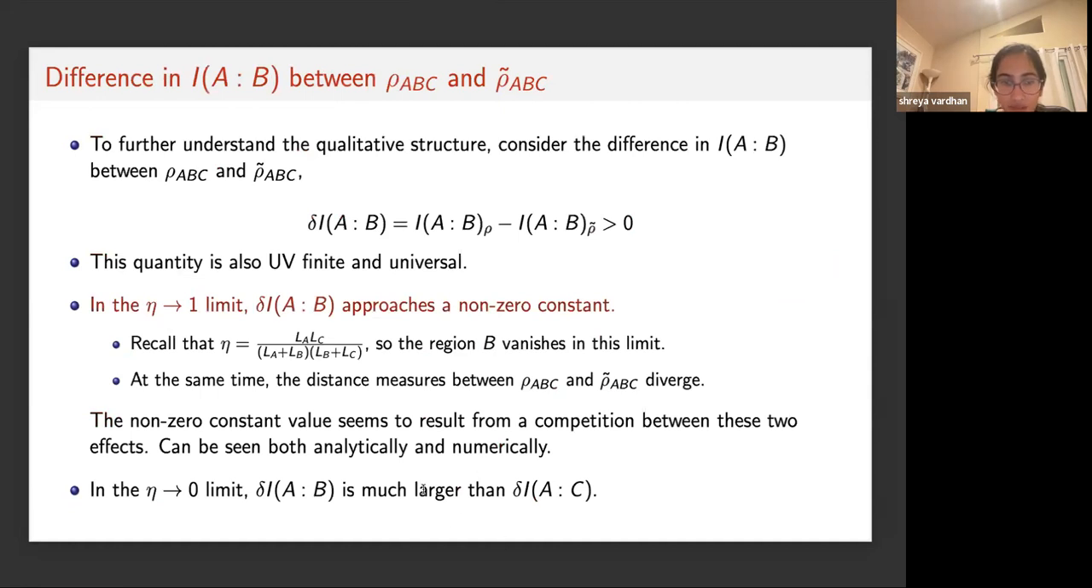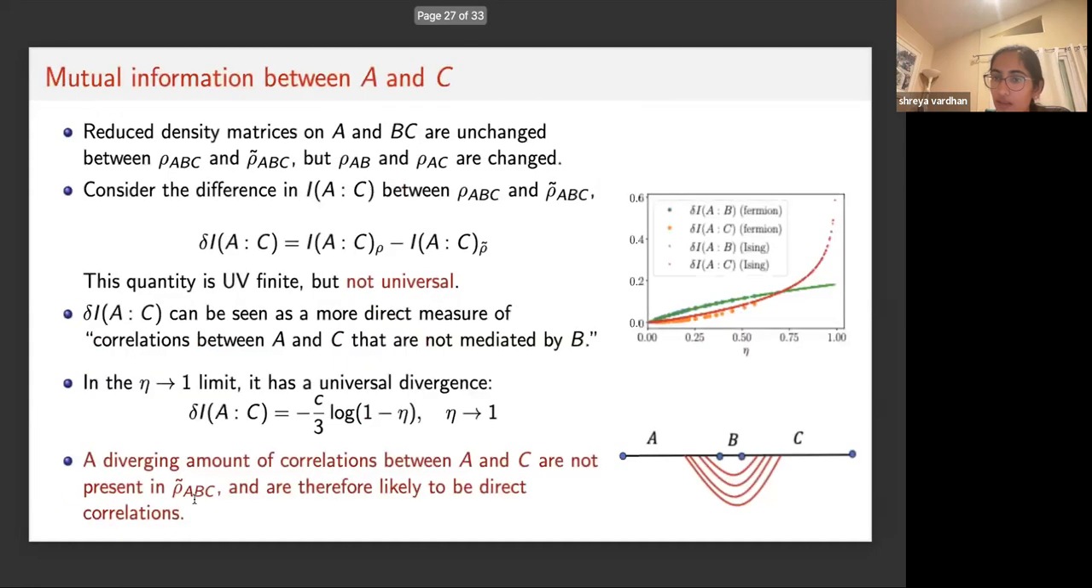Yeah, and you can also look at the opposite limit, where one interesting feature is that the distance between the two states, rho and rho tilde, in this limit is dominated mostly by the correlations between A and B rather than the correlations between A and C, because this delta IAB is much bigger than delta IAC in this limit.